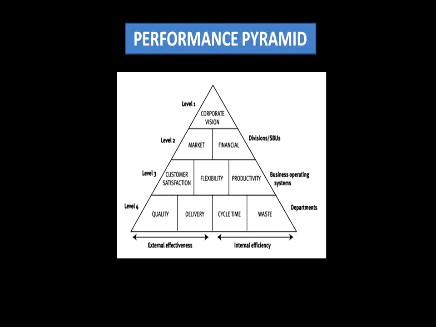And also some disadvantages will be that the customer and shareholders are given more preference in the performance pyramid, because it's all about the market and financial measures. So more focus is given to customers and shareholders. Then the other disadvantage is sub-optimization. Sub-optimization is where we are focusing more on one objective and other objectives remain untouched.